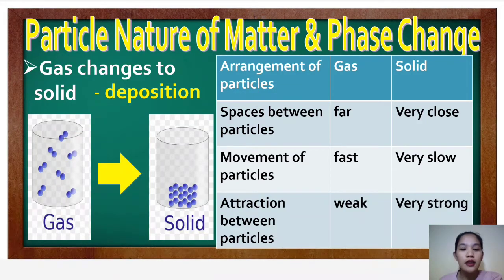So for the table of comparison again, let us see. In terms of space, of course, since it changes from gas, it is from far to solid, which is very close. And in terms of movement, from fast, it will become very slow already, following the nature of particles of solid. And in terms of attraction, from weak, it will become very strong. So the attraction between particles is already very strong since the matter changes to solid.